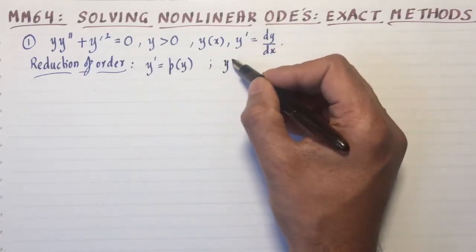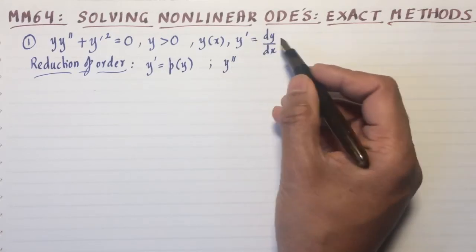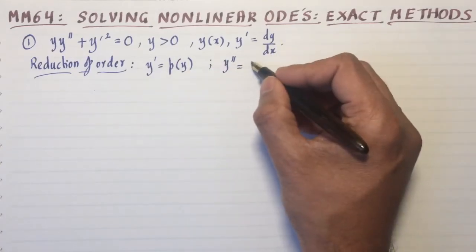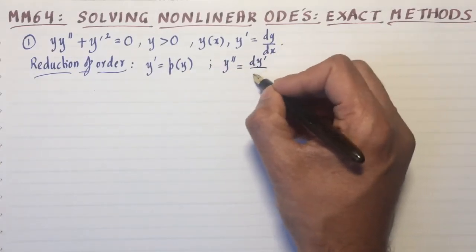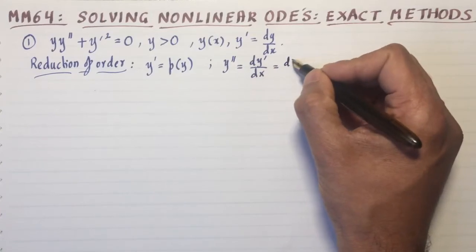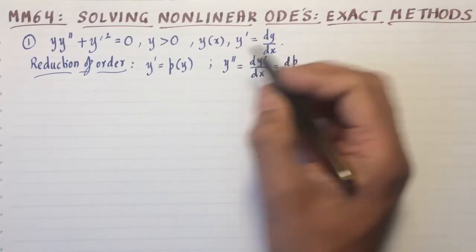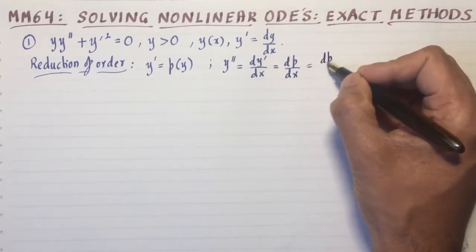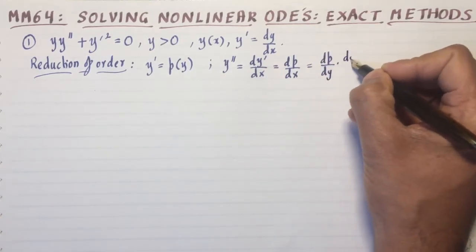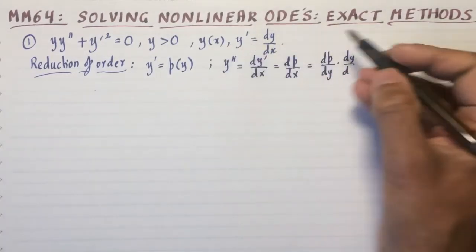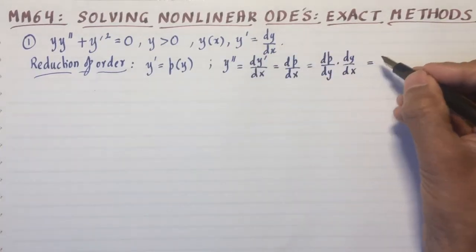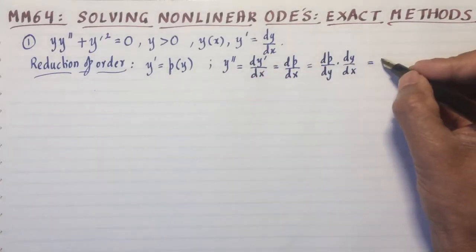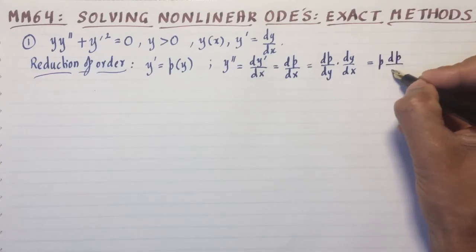So if I take the second derivative, where prime means dy by dx, so y double prime means dy prime by dx, that just becomes dp by dx. But since p has been assumed to be a function just of y, by the chain rule I can write this as dp by dy times dy by dx, because y does depend on x. Dy by dx, however, is simply p as a function of y. So this is p times dp by dy.